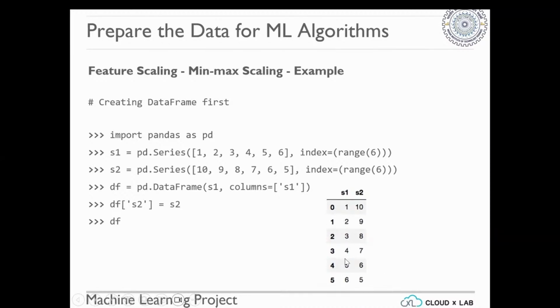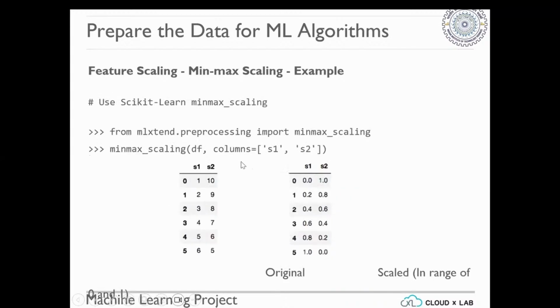So 0, 1, 2, 3, 4, 5, 6. So we have a total of 6 data points, and two features or two attributes, right? S1 is the first feature, S2 is the second attribute, right? After applying minimax scaling, as you can see, the S1 feature now has values ranging from 0 to 1, and S2 also has values from 0 to 1, right?